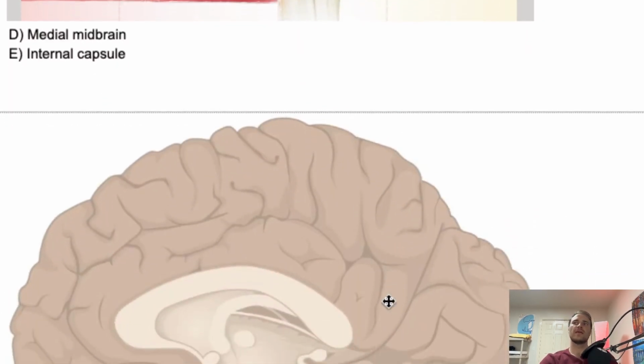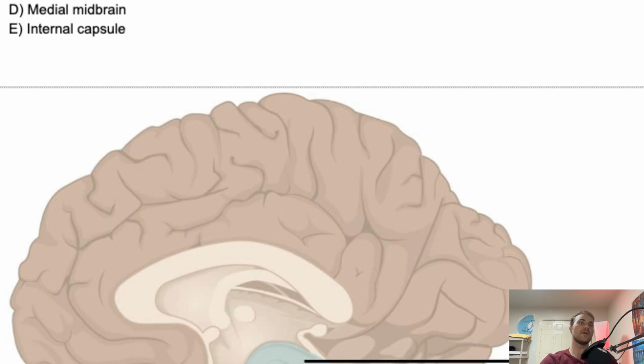And our internal capsule, what does that do? That's going to be a pure motor stroke. And the cranial nerves do not run there in your internal capsule at all.